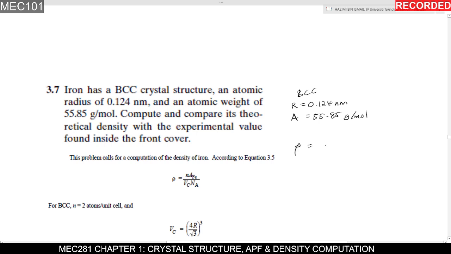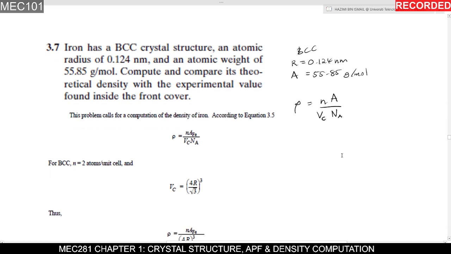Density equals n times A, where A is the atomic weight, over the volume of the unit cell times N_A, the Avogadro number. Okay, so here for BCC, n equals 2 atoms per unit cell.